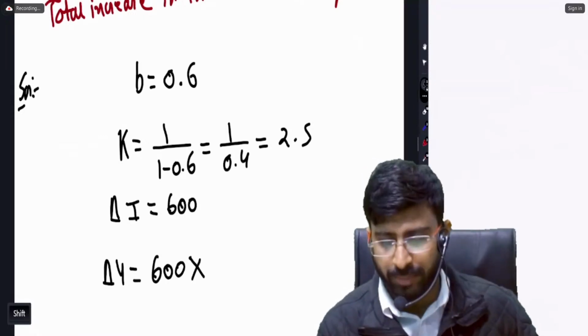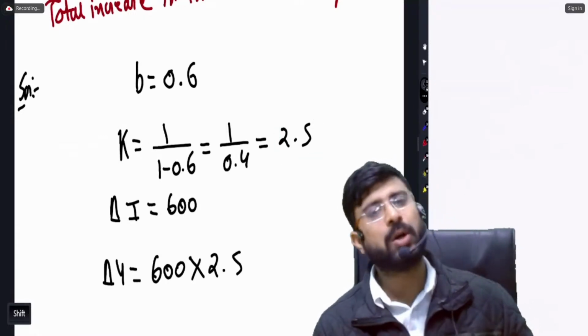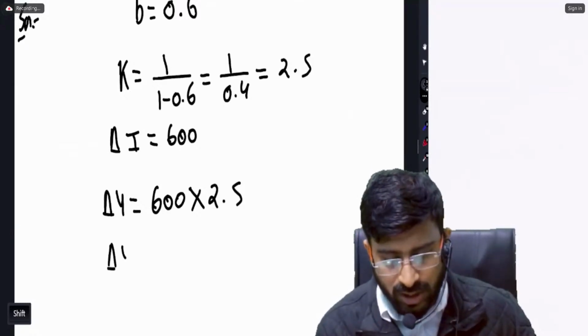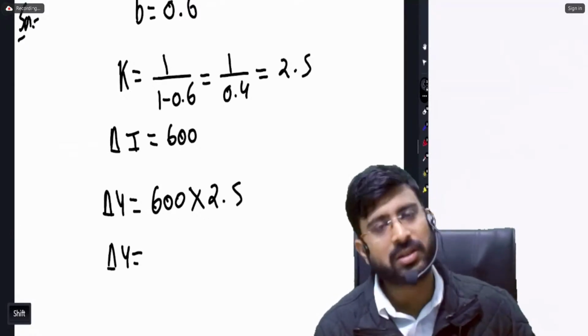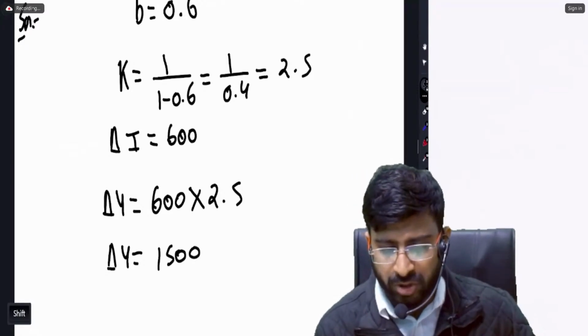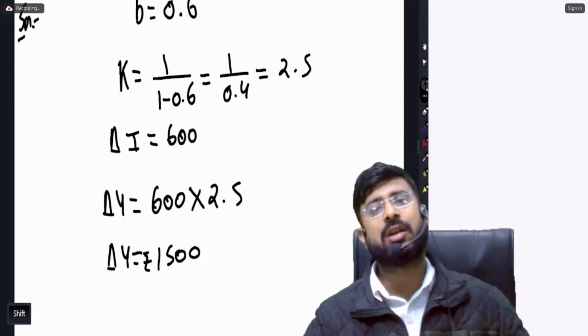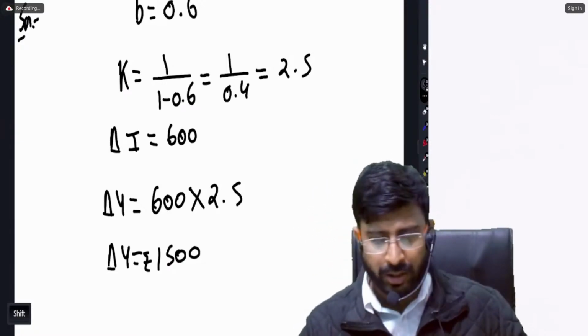That is the rise in investment into 2.5. Yes or no? Come on, everybody. Sir, we do agree. So change in income is 600 into 2, that is 1200, and 300. So 1200 and 300 makes up 1500. So change in income is by 1500 crores, or 1500 rupees, whatever the case may be, right?